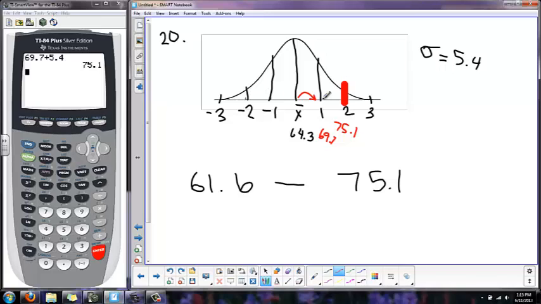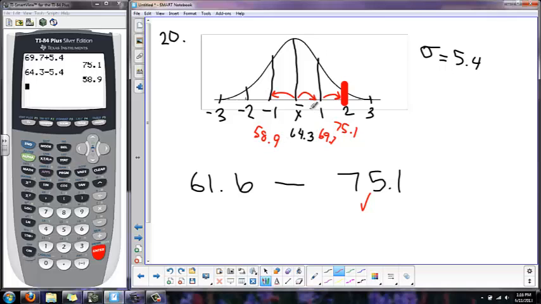Alright, so that wasn't that bad. We figured out where that was. It was 2 standard deviations away from the mean. Now, we got that one. Let's go in the opposite direction and figure out where the 61.6 is. So we're obviously going in the negative direction this time. So I'm going to take my mean, 64.3, and I'm going to subtract 5.4. Now this is a 58.9.